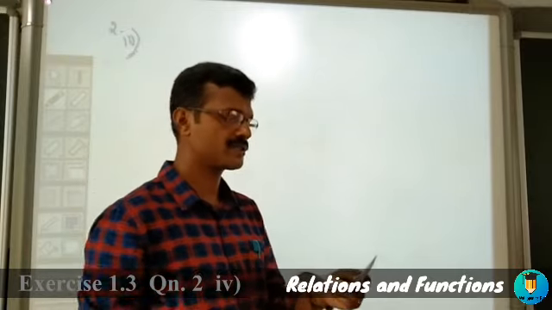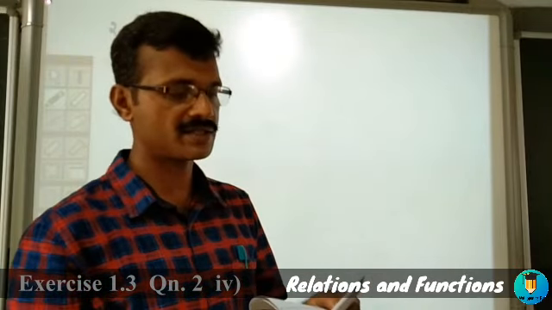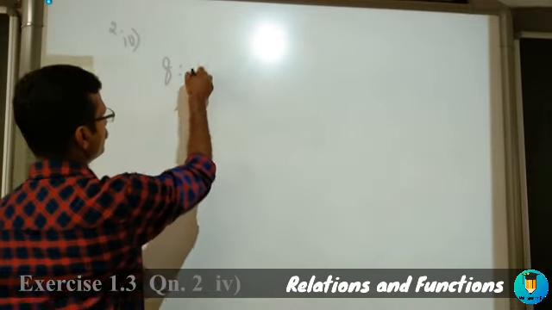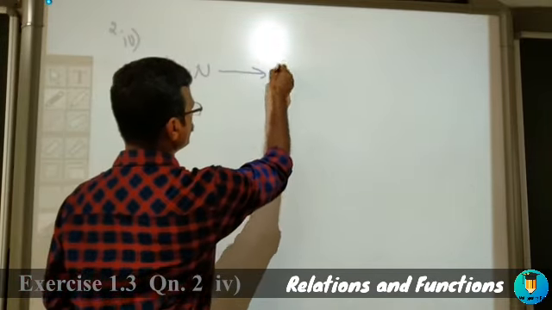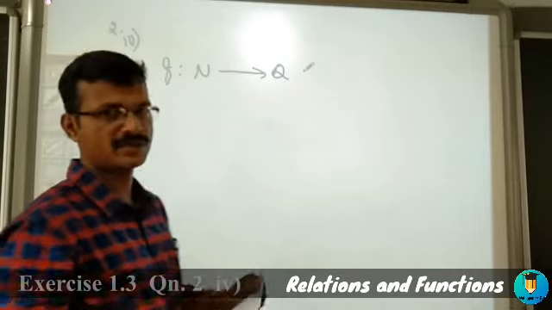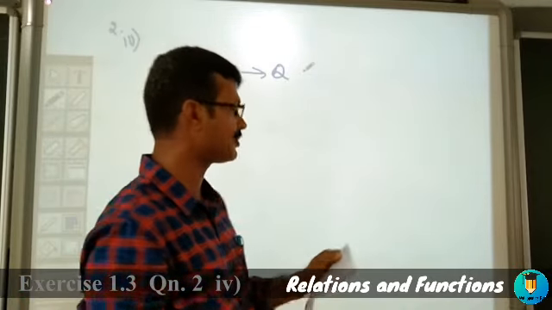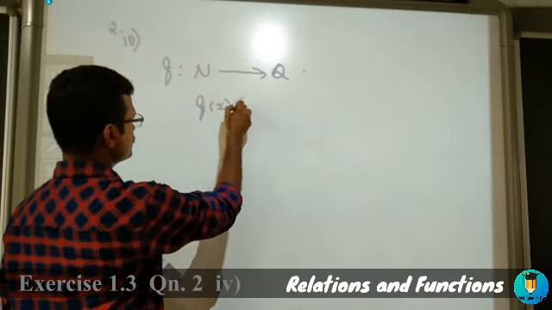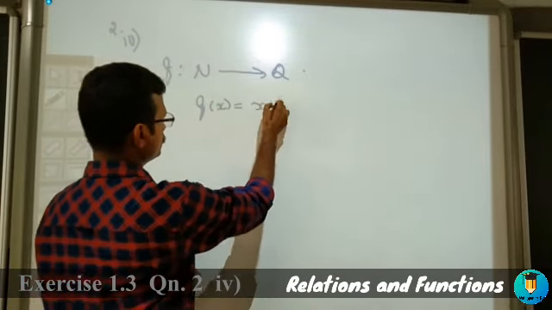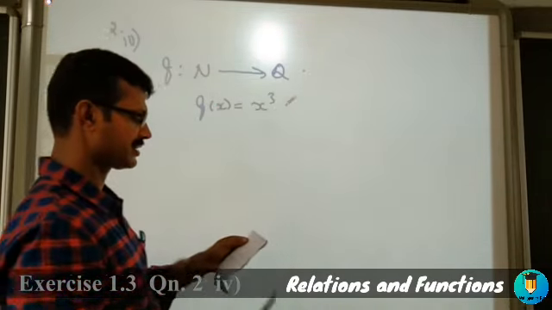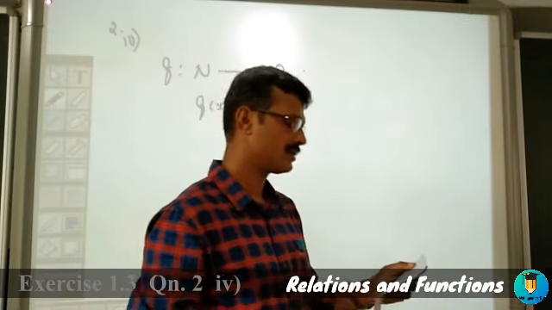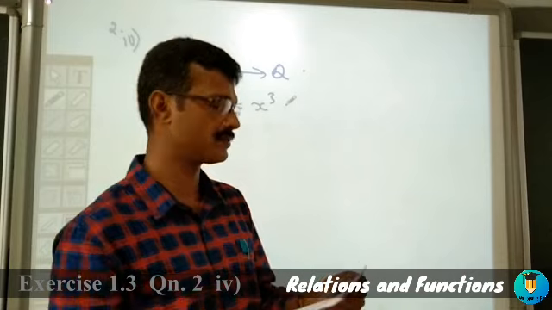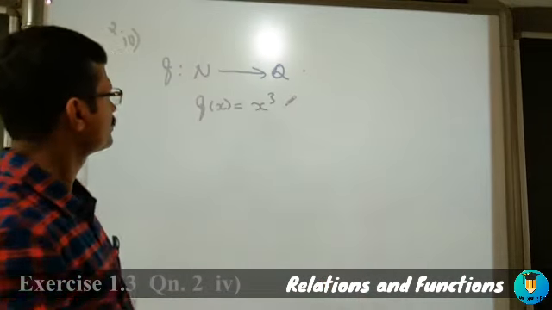Again, same type of question. We have to check injectivity and surjectivity of the function f defined from N to Q. We know N stands for natural numbers, Q stands for rational numbers, and the function is defined as f(x) equal to x cube. We have to check whether it is injective or surjective.